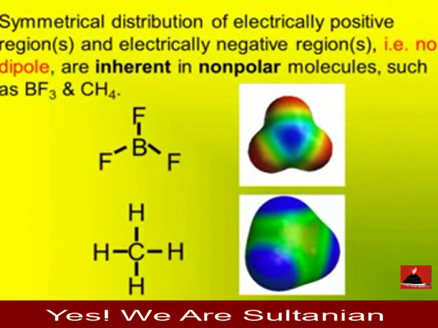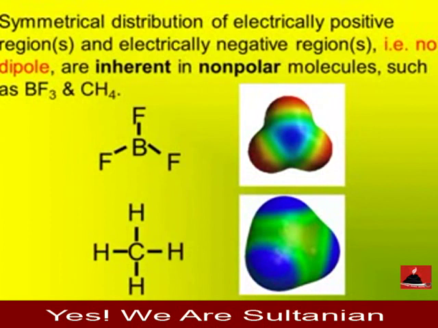Symmetrical distribution of electrically positive regions and electrically negative regions, i.e. no dipole, are inherent in nonpolar molecules, such as BF3 and CH4. Next to each Lewis structure is the electrostatic potential map for the molecule. Notice the electrically negative regions symmetrically placed in the BF3 molecule, and boron in the center is the electrically positive region.